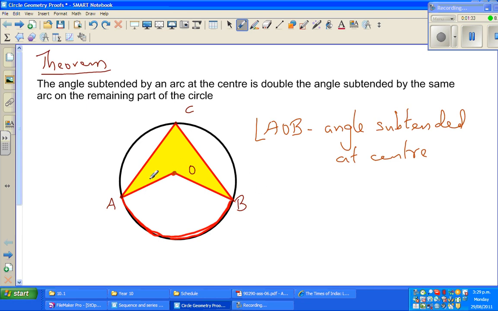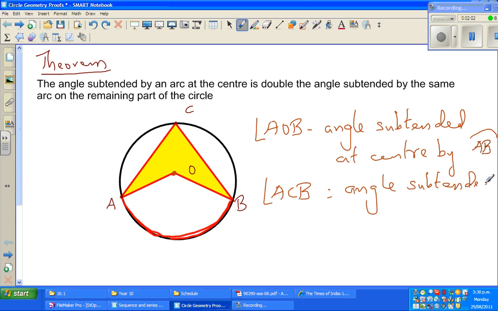And the same arc is subtending an angle ACB. So this is angle ACB, which is the angle on the remaining part of the circle. So angle ACB is the angle subtended by arc AB at the remaining part of the circle. Let us understand the meaning of the words.